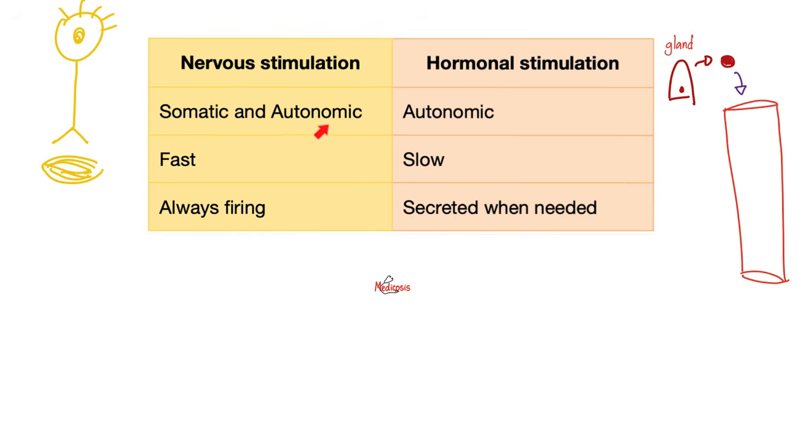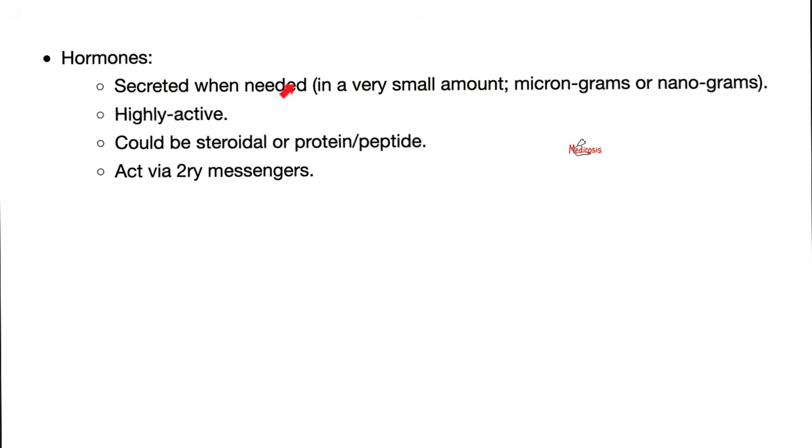Nervous system, somatic or autonomic. In other words, voluntary or involuntary. Hormonal is always involuntary. The nervous system is always firing. Neurons are always firing. But hormones are secreted only when you need them. It's like Netflix on demand. Hormones are secreted when needed in very small amounts. They are measured in micrograms or even nanograms.